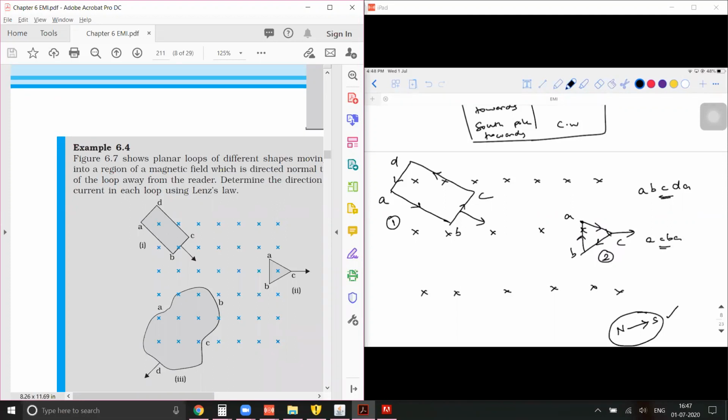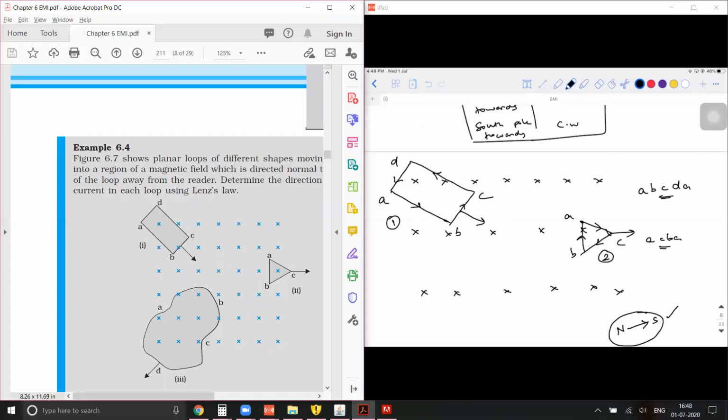Sir, can you explain the second one again? See, the coil in the second one, is it moving away from the magnet? Is it moving out of the magnetic field or into the magnetic field? Away, sir. Out of the magnetic field means the number of field lines linked with the coil will decrease. So its flux is decreasing. Okay, sir. So flux is decreasing means opposite polarity.